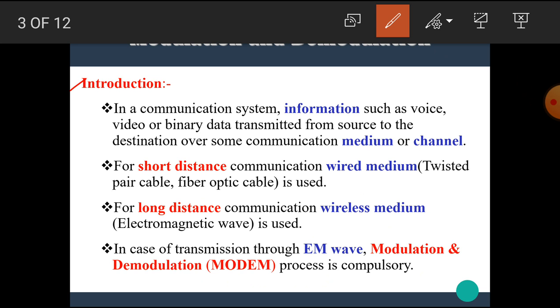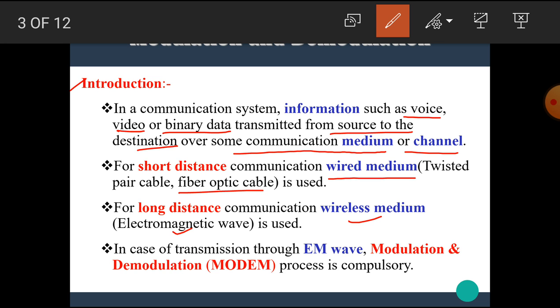In a communication system, information such as voice, video or binary data is transmitted from source to destination over some communication medium or channel. For short distance communication, a wired medium like twisted pair cable or fiber optic cable is used, but for long distance communication, a wired medium is not possible. Hence, we use a wireless medium such as electromagnetic waves. In case of transmission through electromagnetic waves, the modulation and demodulation process is compulsory.